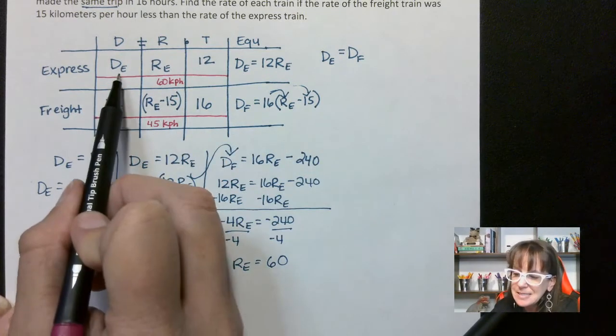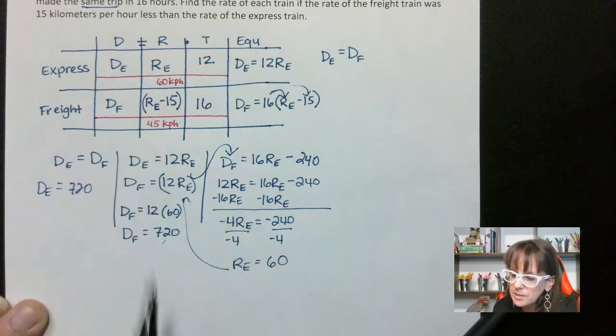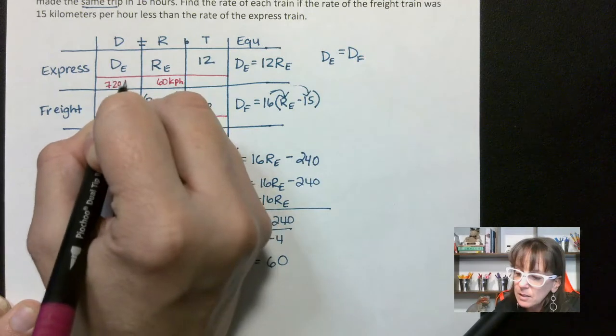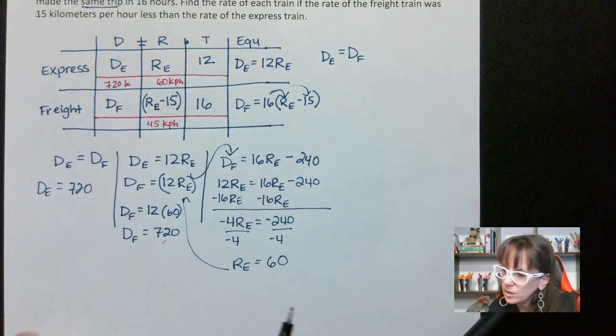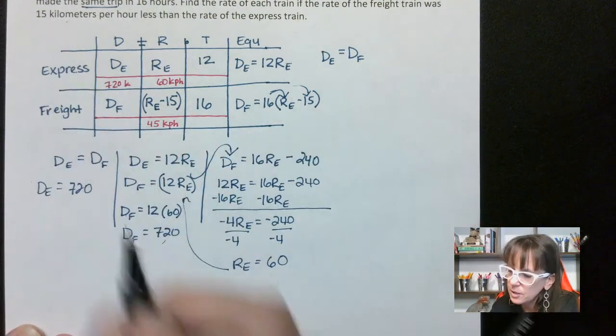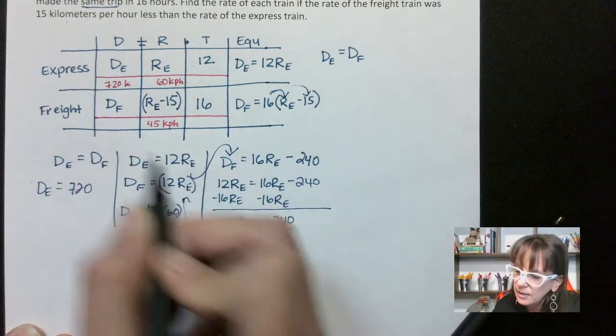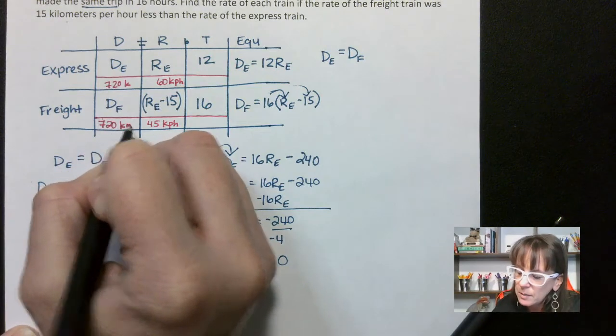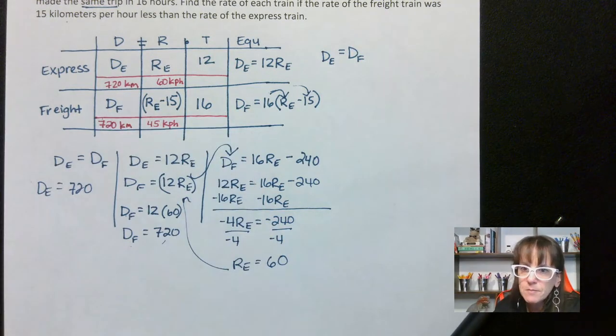The distance, so DF right here, is 720 kilometers. We are talking kilometers, right? Yeah, because everything says kilometers. So kilometers, and because they are the same, this is also 720 kilometers. I forgot my little m here.